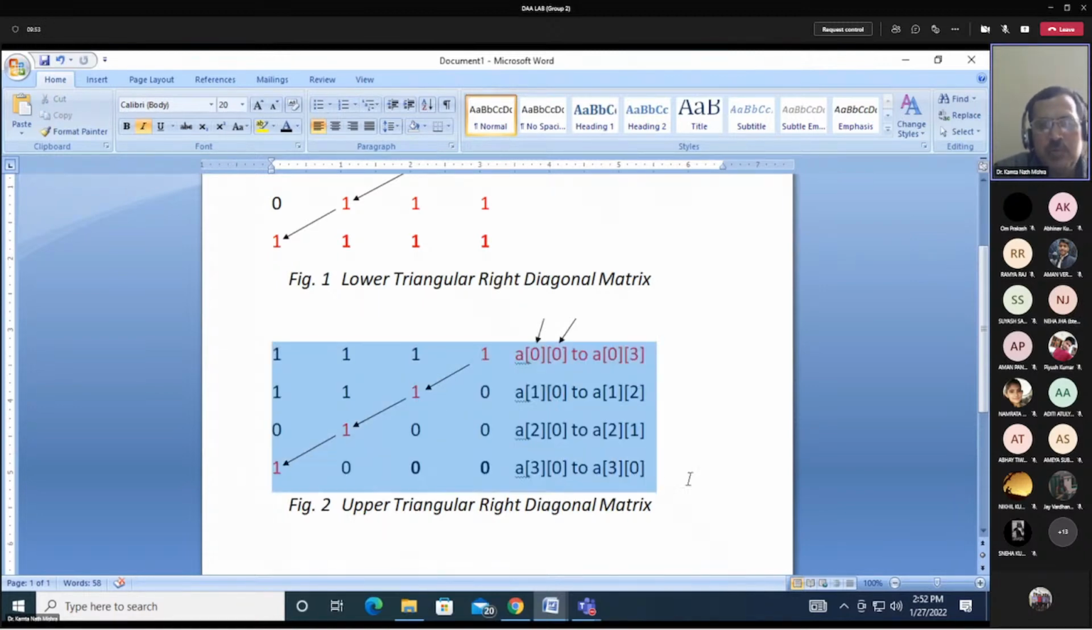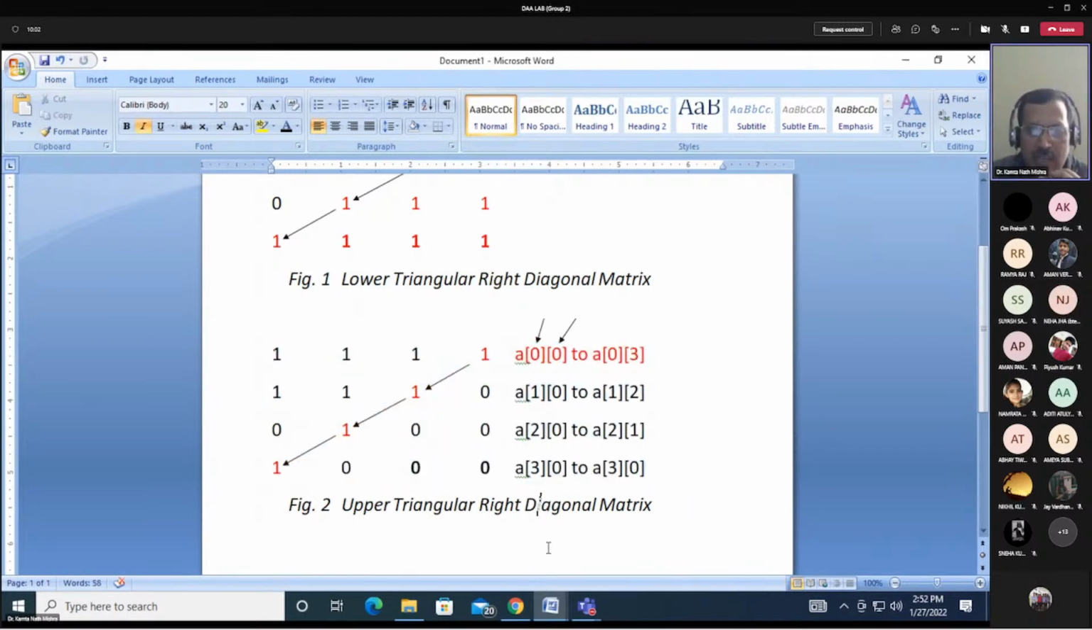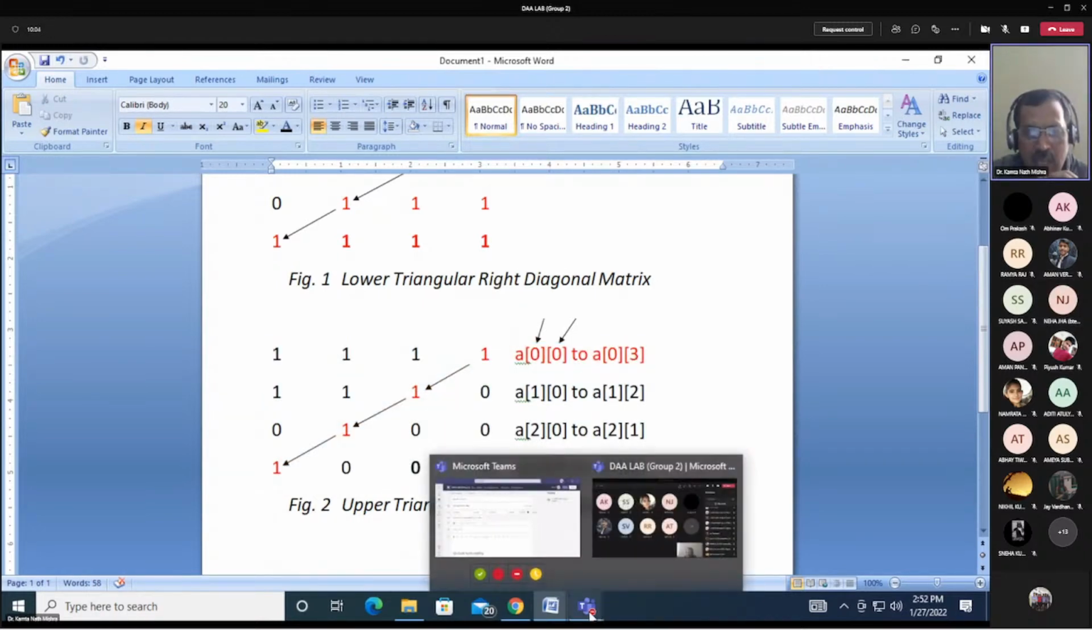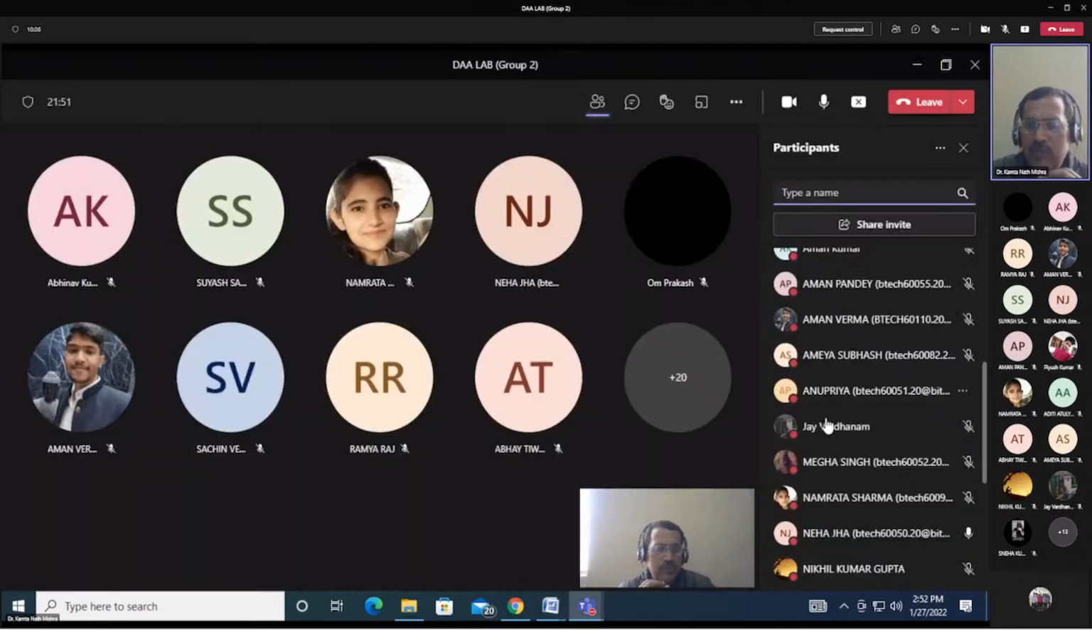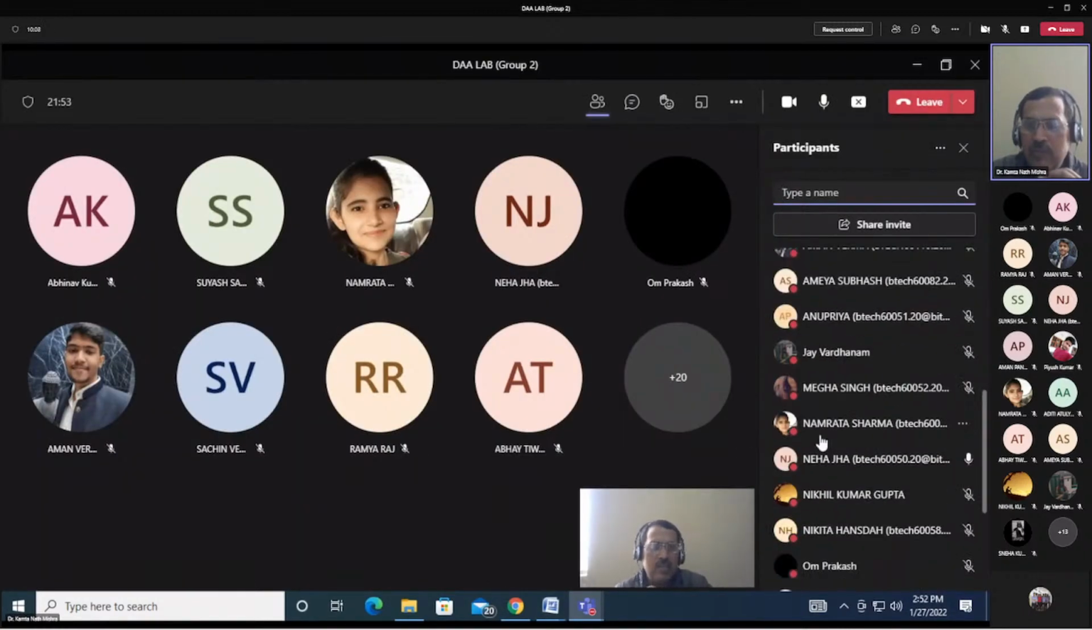What type of matrix is this one? कौन सी matrix है ये? Upper triangular right diagonal matrix. So you will get upper triangular right diagonal matrix. Any confusion to any one of you in upper triangular right diagonal matrix?